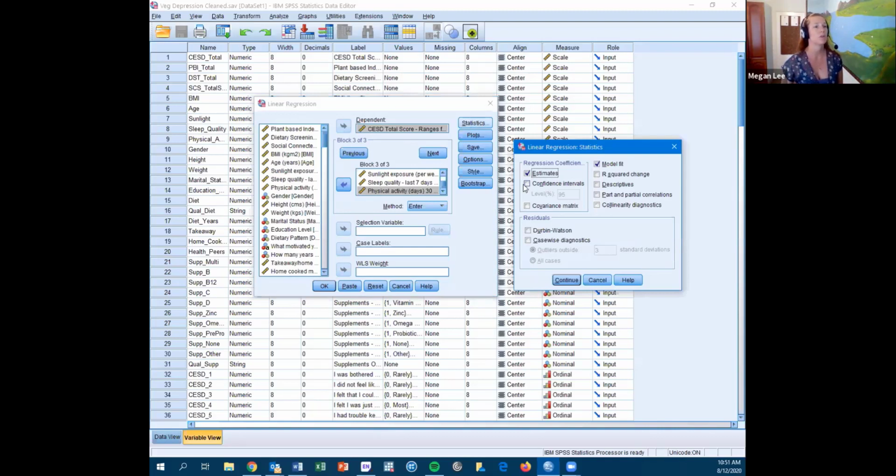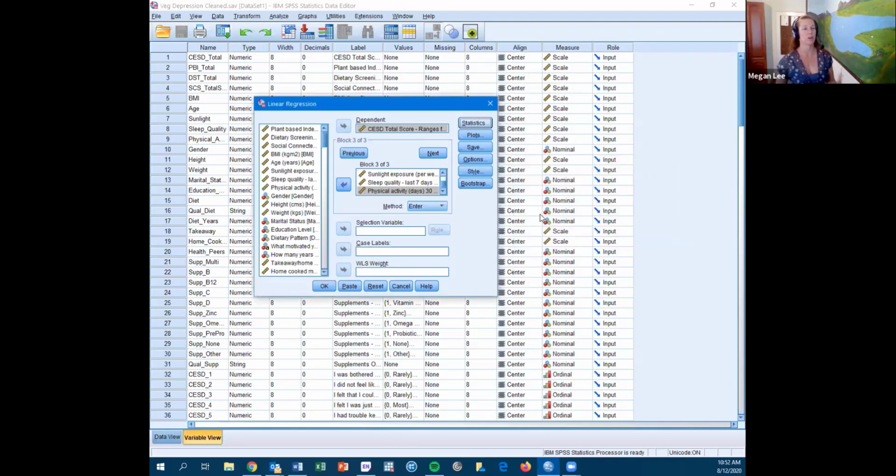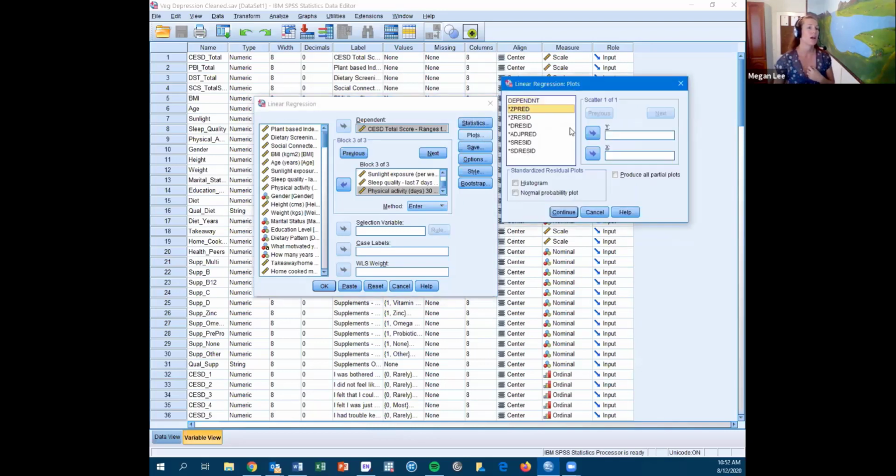Then we go into statistics, and we want to look at confidence intervals, our covariance matrix, R-squared change, descriptives, correlations, collinearity diagnostics. Durbin-Watson is one of our assumptions testing. We'll get to that when we go to the output, and diagnostics. So this is our residual outliers. This is when somebody in the sample has an outlier on 2 or more variables, and it creates a residual outlier. Keeping in mind that all of our assumptions are about the residuals or the error in the model rather than the actual model itself. Then we want to produce a standardized plot of the residuals against the predicted outcome.